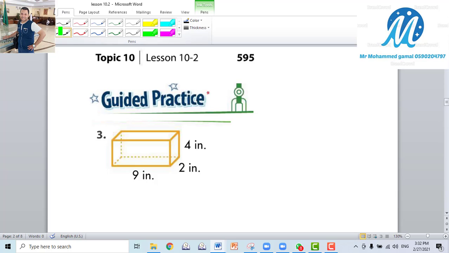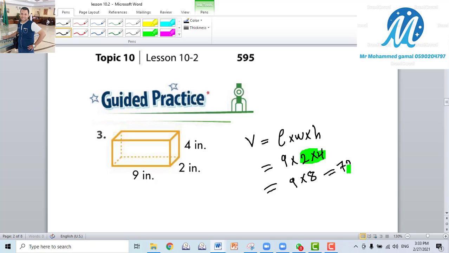For example, this one. Here the volume is length multiplied by width multiplied by height. So I'm going to multiply the 9 by the 2 by the 4. I can choose the 2 and 4 because it's very easy to multiply. 2 by 4 is 8, times 9, and 8 times 9 is going to be 72 cubic inches. Yes, this one, cubic inches.